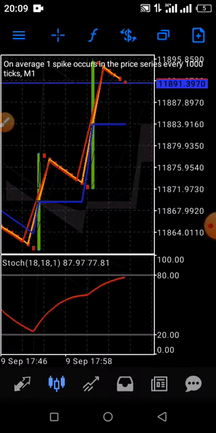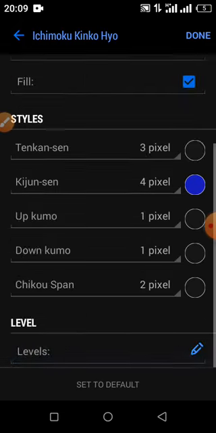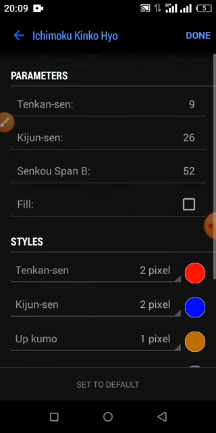Then we come to the Ichimoku. The Ichimoku is a good indicator. It has about 5 components for you to use, but we are switching off 4, so we are using 1. So it has the Kijunsen, the Tenkansen, the Senkou Span A, and the Senkou Span B. By default, it should look like that.